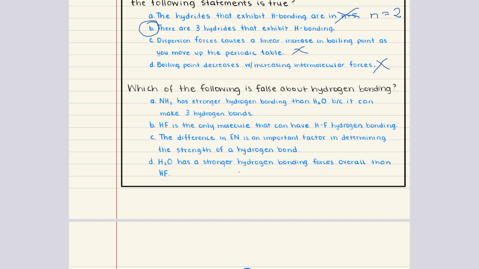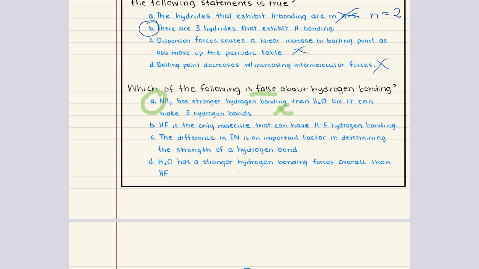1.4. So while ammonia has more potential hydrogen bonding sites, the strength of each hydrogen bond matters more than just the number. So this statement is incorrect. So A is the correct answer choice for this problem because we're looking for a false statement. But let's still work through B, C, and D.